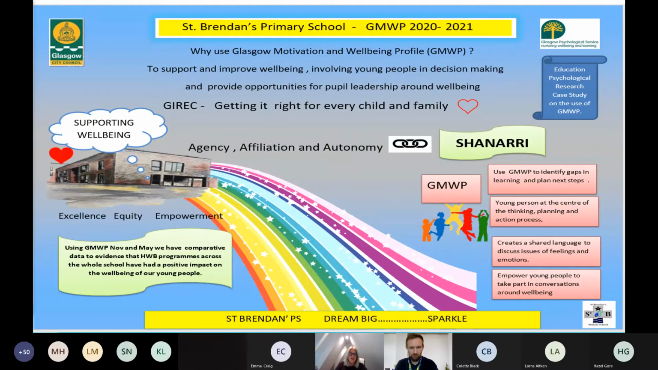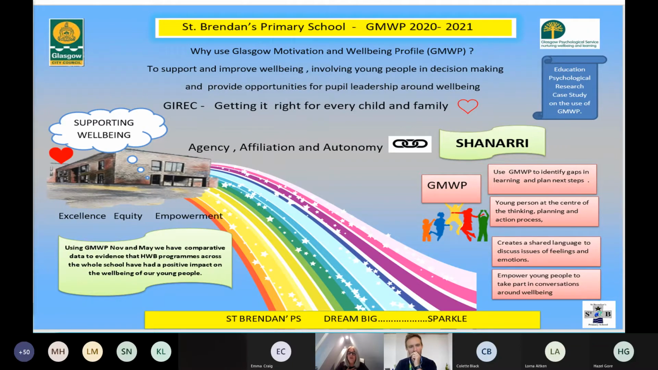Now, the GMWP originally comes from the Motivated School 50 set questionnaire. But 4 years ago, we started to look at the 20 questions, and this has developed over the last few years. So if I could just draw your attention to some of the things on our page, you will notice at the left-hand side there's a lovely little graphic of St Brendan's with a love heart, and that is because at the heart of everything that we do in St Brendan's, support and wellbeing is core to all of our improvements. And by using the GMWP, both in November and May, we have comparative data to evidence that the health and wellbeing programmes across our whole school have had a positive impact on the wellbeing of our young children.